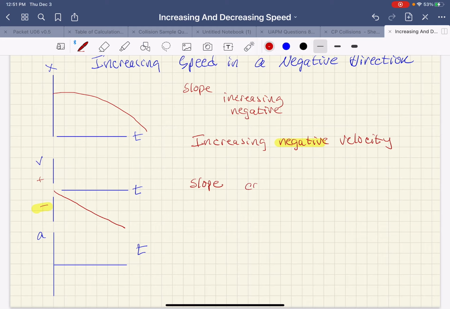Okay, so let's look at the slope of this line. The slope is constant and negative, which means I'm going to have a constant negative acceleration. So my graph will look like this.